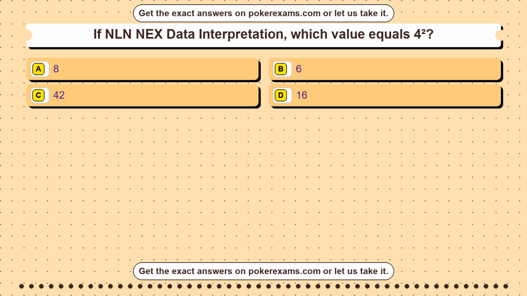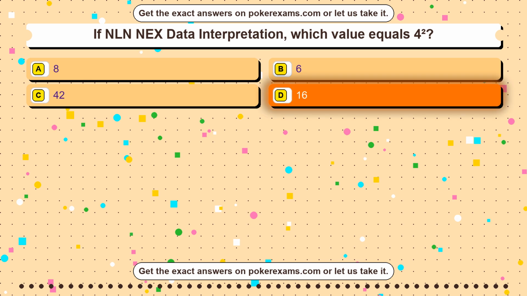Question 30. If NLN NEX Data Interpretation, which value equals 4 superscript 2? Option A 8. Option B 6. Option C 42. Option D 16. The correct answer is option D.